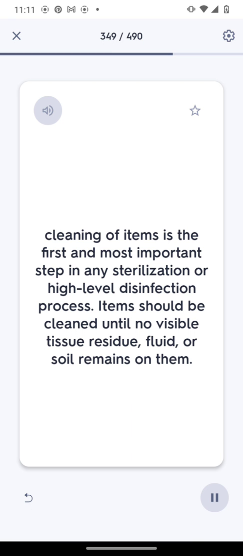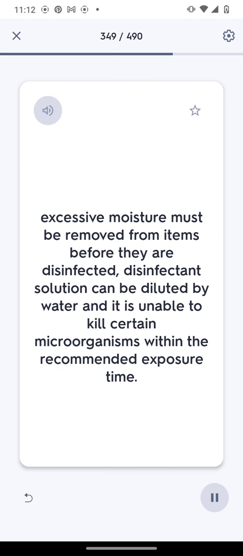Cleaning of items is the first and most important step in any sterilization or high-level disinfection process. Items should be cleaned until no visible tissue residue, fluid, or soil remains on them. Excessive moisture must be removed from items before they are disinfected. Disinfectant solution can be diluted by water and it is unable to kill certain microorganisms within the recommended exposure time.